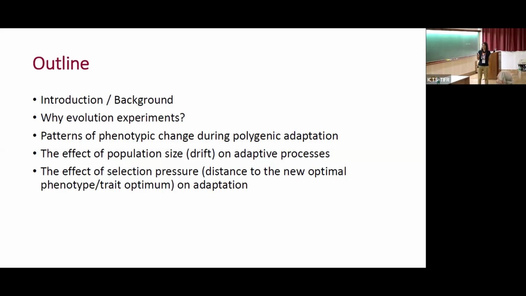And then I'm going to talk about why I think evolutionary experiments are a really good approach to understand adaptation. And then I'm going to show you a majority of unpublished data about experiments that allows us to study the patterns of adaptation as populations evolve to a new optimal phenotype, and also the effect of population size or drift on these adaptive processes, and also the effect of selection pressure, or as Luis talked about it, a distance to the nutrient optimum on these adaptive processes.